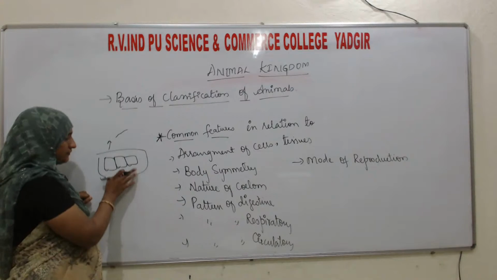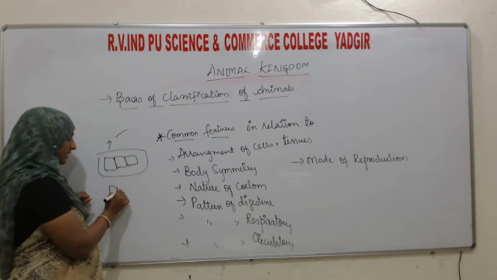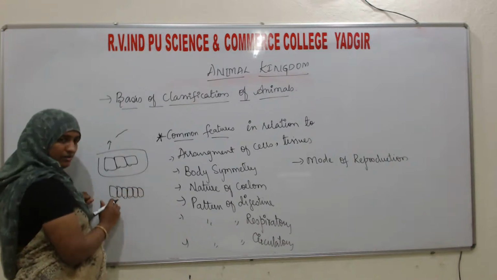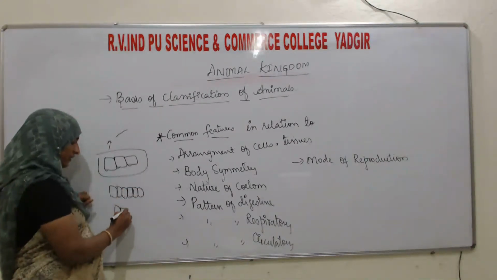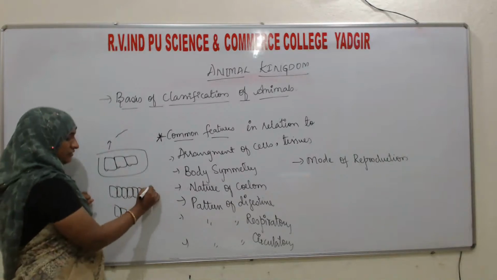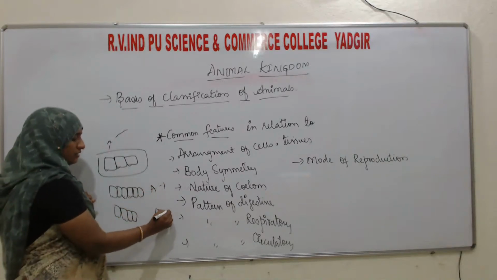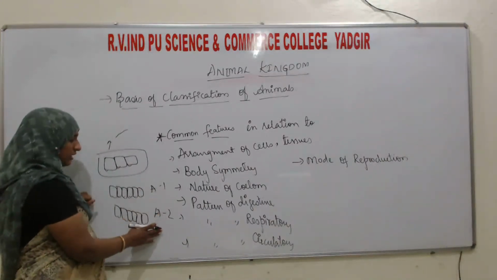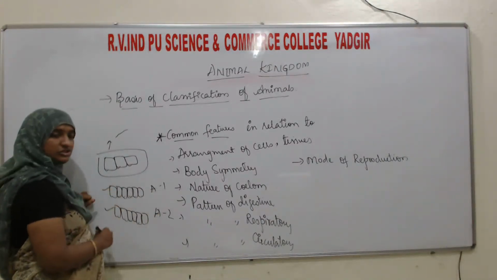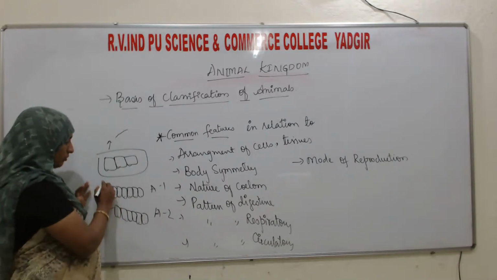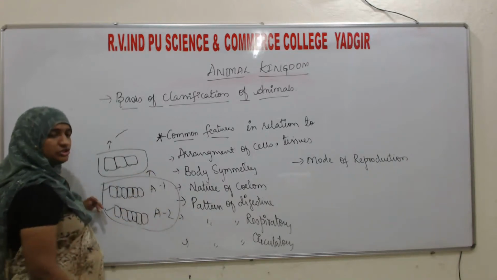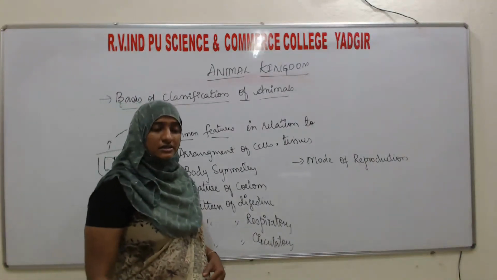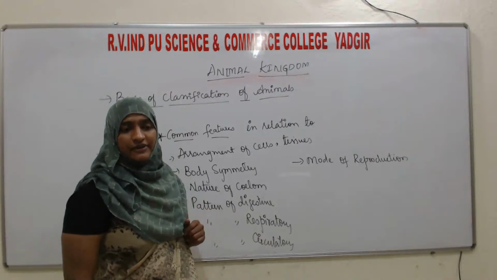Okay, then next, if you take tissues, for example, all these are the same tissues in one animal. Like that, the same tissues you will find in some other animal. This is animal 1 and this is animal 2. If both have the same function and the same structure of tissues, then we can group them into one classification. Okay, then comes the arrangement of organs. Organ system is there. All those things we will discuss further.